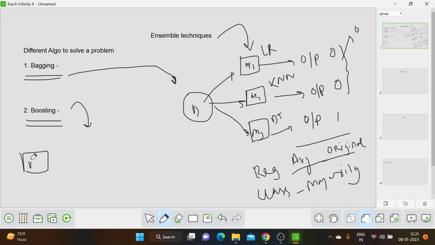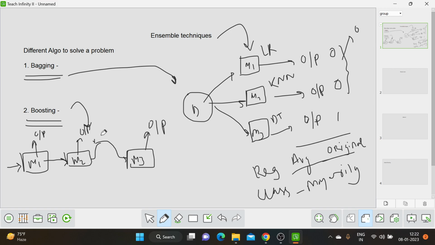Same thing, I have model 1, model 2, and model 3. I give my data sets to model 1 and it predicts the output. Some outputs it gets wrong. Those wrongly predicted features I pass to model 2, which produces output and also gets some wrong. That wrong output's features I transfer to model 3, and it provides the output. Next, I take the majority output or the average.